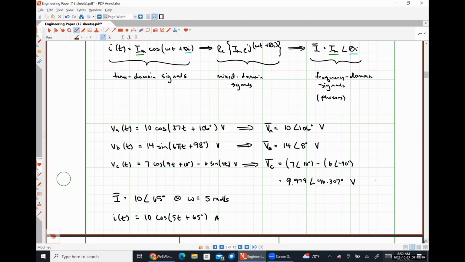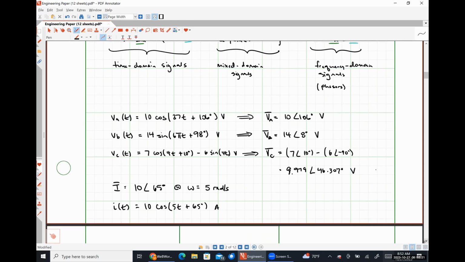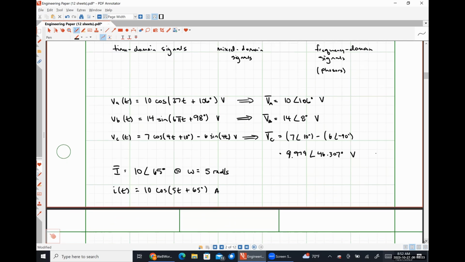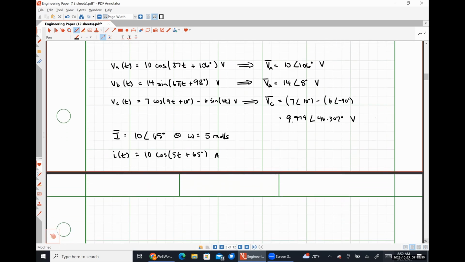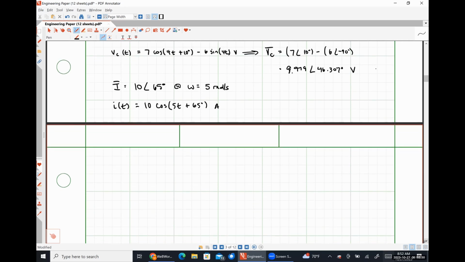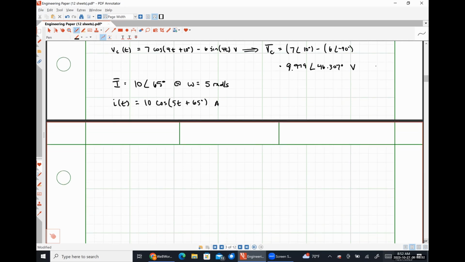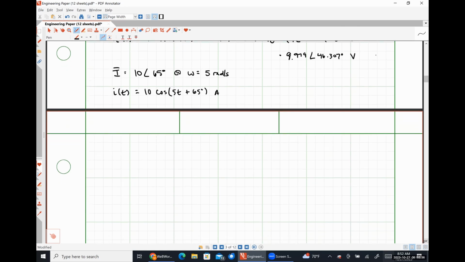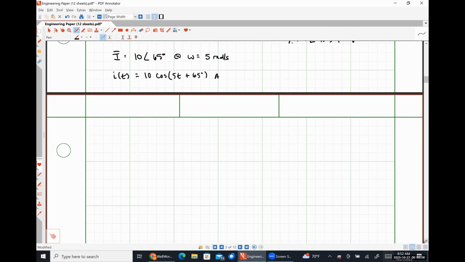So what I want us to do now is develop frequency domain relationships for capacitors, inductors, and resistors. We're going to start with resistors first. So let's say that I have a resistor. Actually, let me give this section a title.